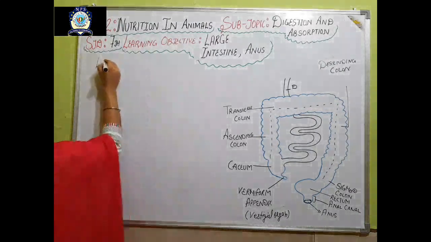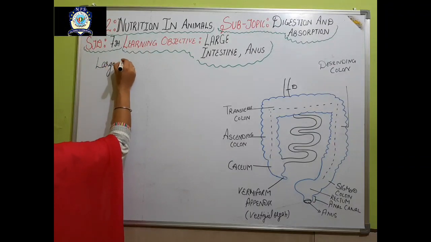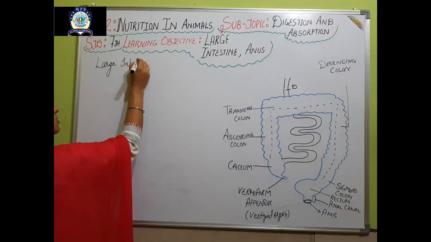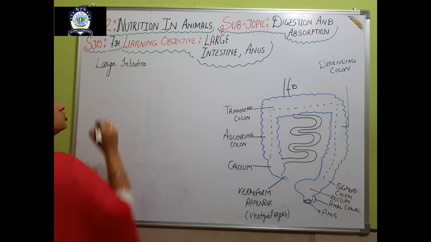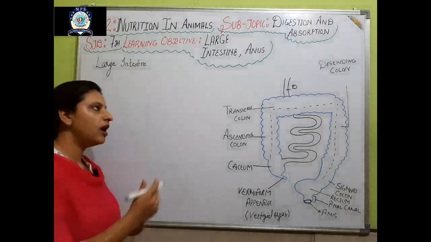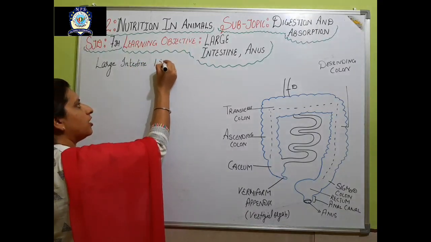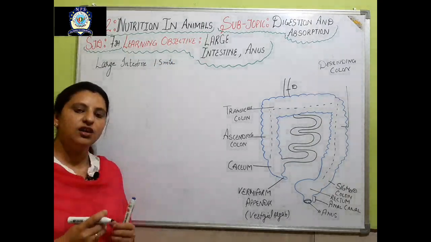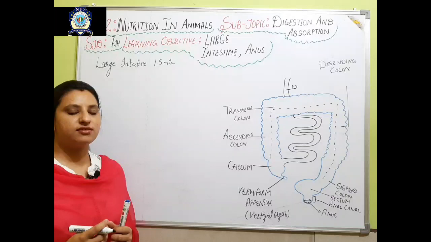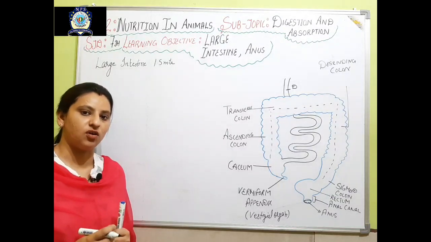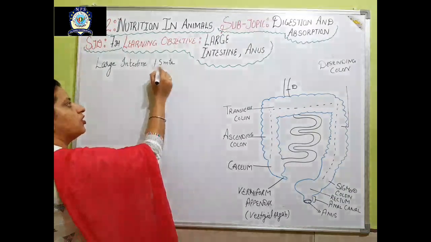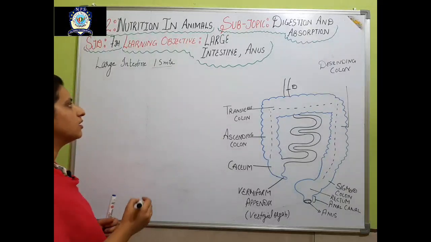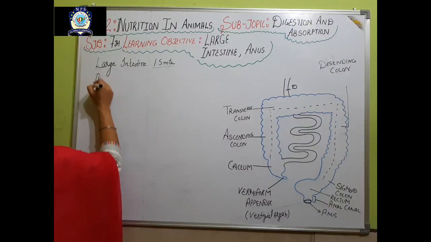So the large intestine is a short, broad tube, and it is 1.5 meters long, much shorter than the small intestine, because the small intestine is approximately 6 meters long, but here it is 1.5 meters long. There are three main parts of the large intestine.